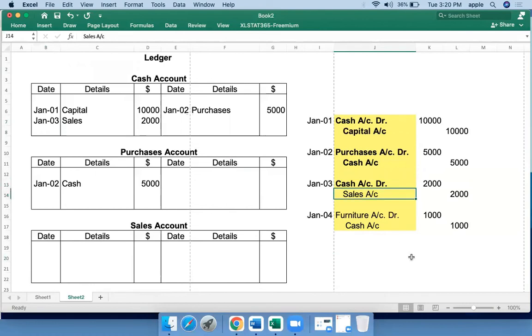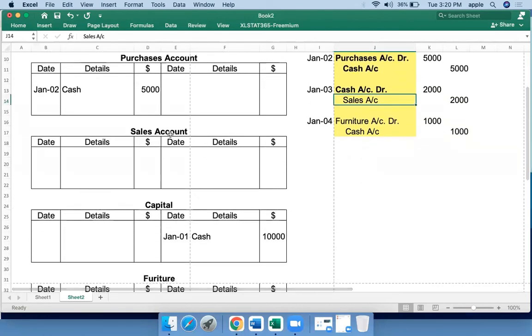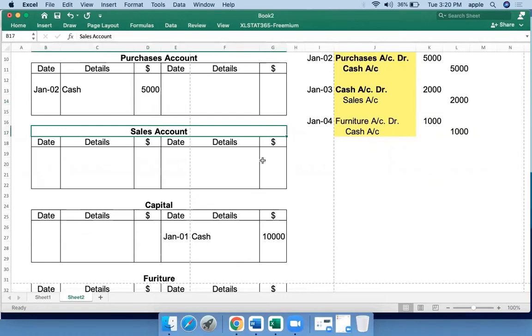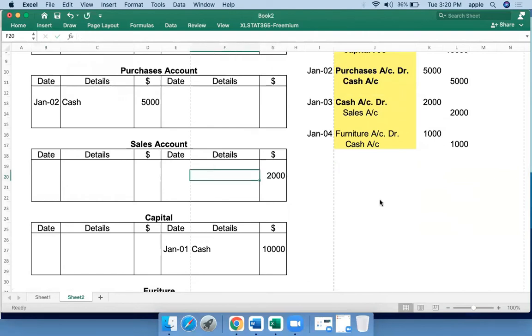Now the next account is which one? Sales. Debited or credited? Credit. So where is the sales account? I need to locate that. This is the sales account. Credited, so on the credit side, 2,000. Name of the opposite account? Cash. Date Jan 3rd. So posting is done in the sales account also.